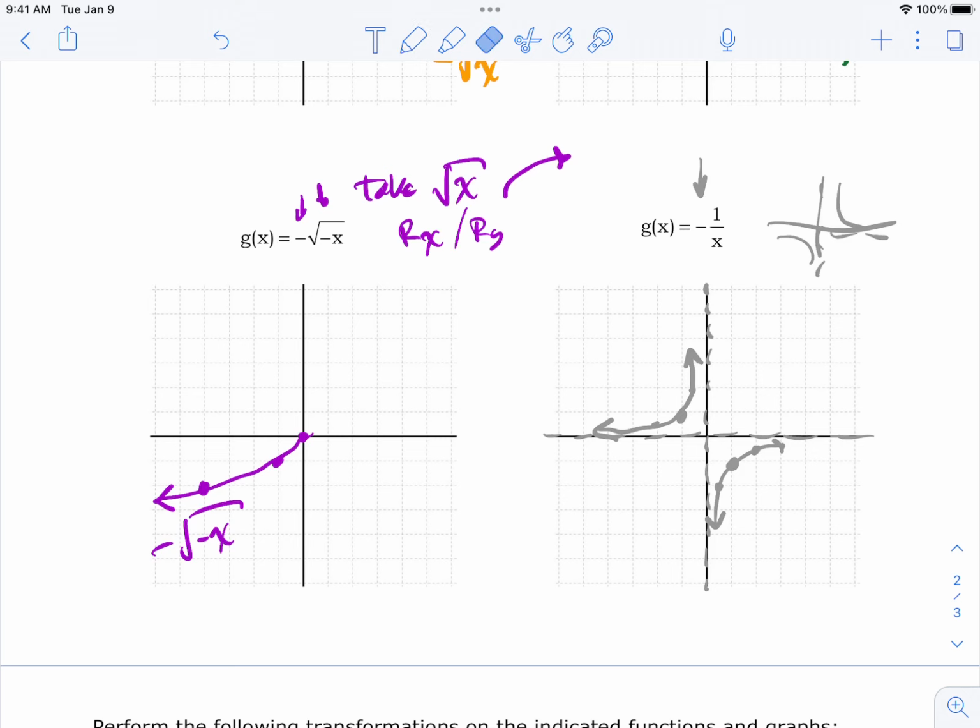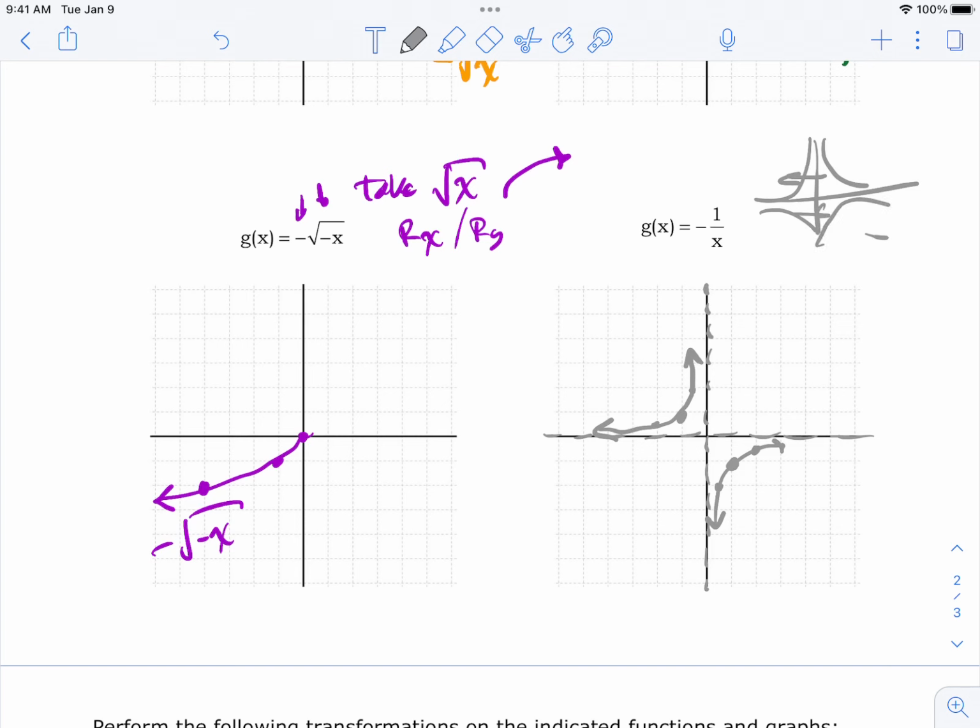Now what's interesting about this one is, I was just saying that it was reflected over the x-axis to make it upside down, right? But you could just as easily say, flip it over this axis. You could flip it sideways. It would come out the same.